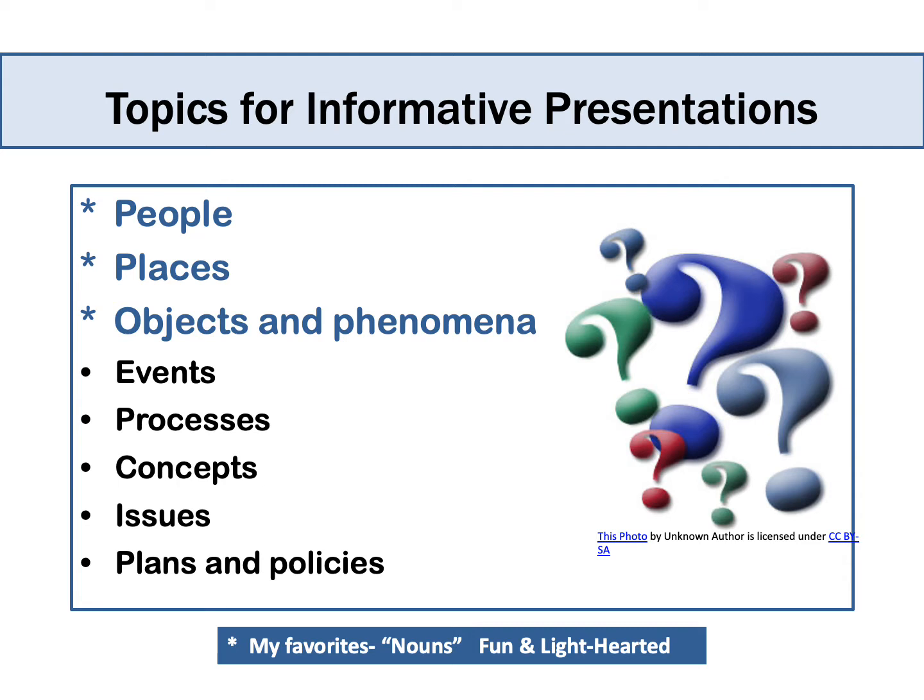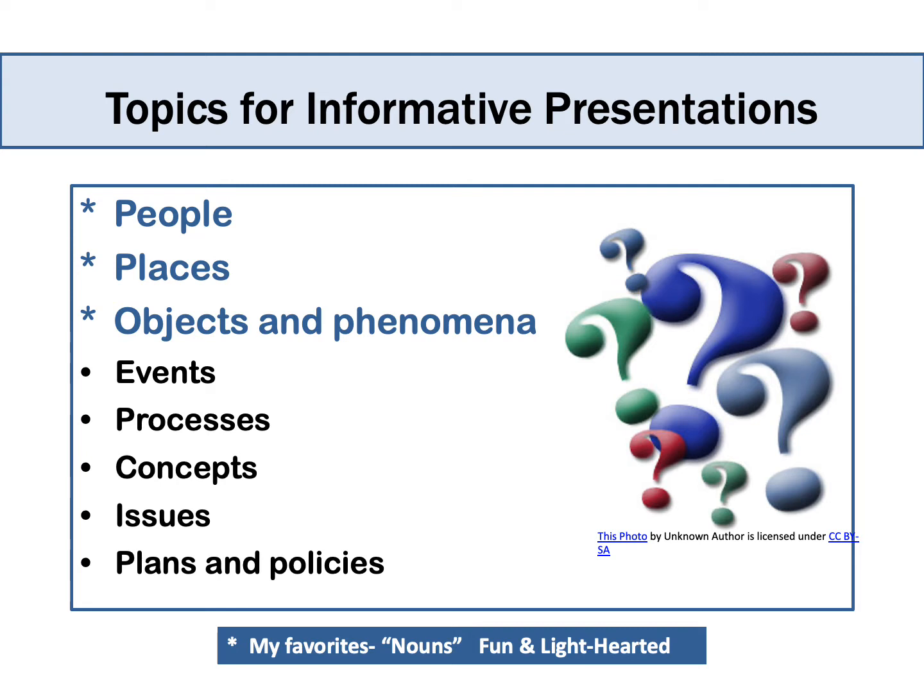Let's look at some of the informative categories or types of informative presentations. There's a whole list of them, and I've narrowed it down a bit. Our parameters are we're doing nouns, people, places, objects, and phenomena, or more of a how-to, a process, but it's not a demonstration speech. This is not a time for a half-hour cooking show. You only have 4 to 5 minutes. So our processes would be very abbreviated.